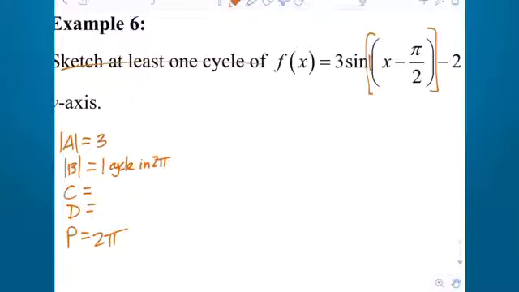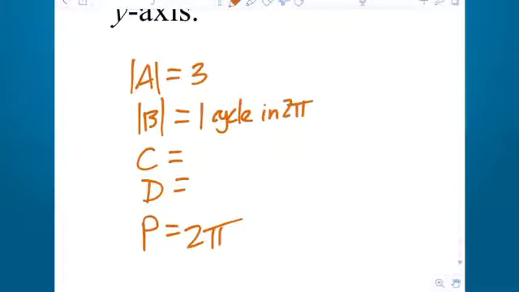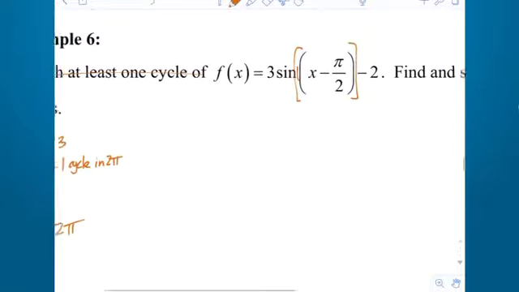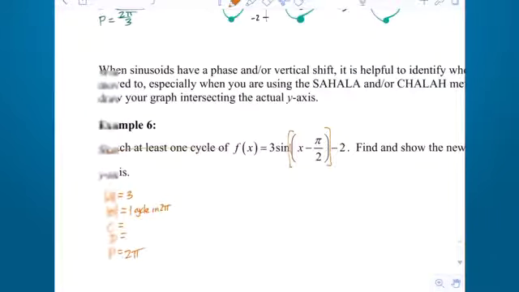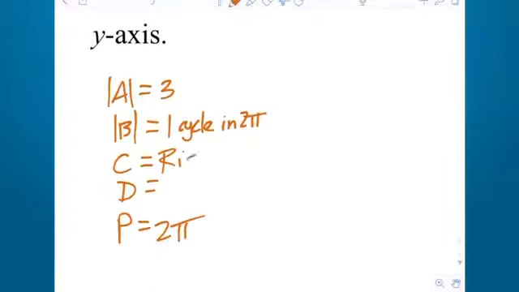But now we have a C value. And C value, remember, the standard form is x minus C. So C is technically pi halves. But here's what I want you to do for the C value. These are just like little notes to yourself to help you sketch it correctly. And I do want you to write it out. I'll be grading it. So what's more important about the C is not whether it's plus or minus, but which direction you're going to move. So x minus pi halves will move the graph to the what pi halves units? Right. So that's what I want you to write here. We're moving it right pi halves units.